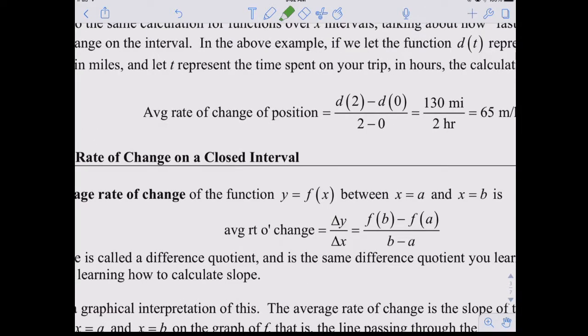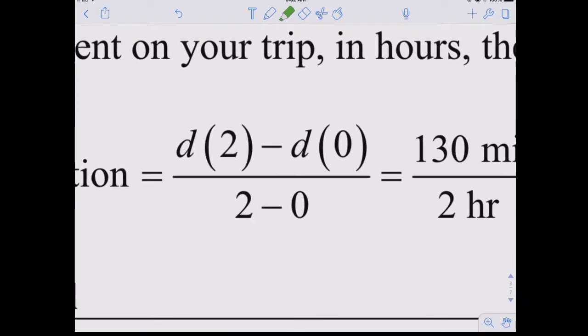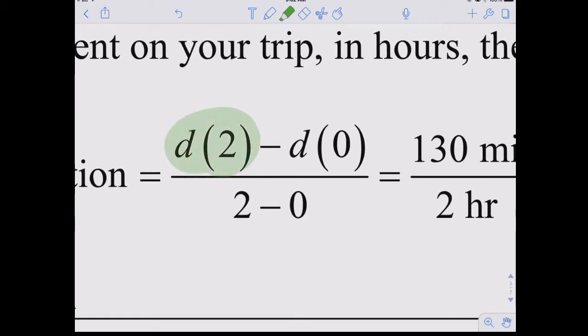Here's how the calculation would look if we actually had a function d of t that represented the distance that we traveled over the 2 hour period. It would look like this. It would be your position at 2, so it would be the function d of t evaluated at 2. That would be your final position, minus d of 0, that would be your initial position, all over 2 minus 0. This is what we call the difference quotient.